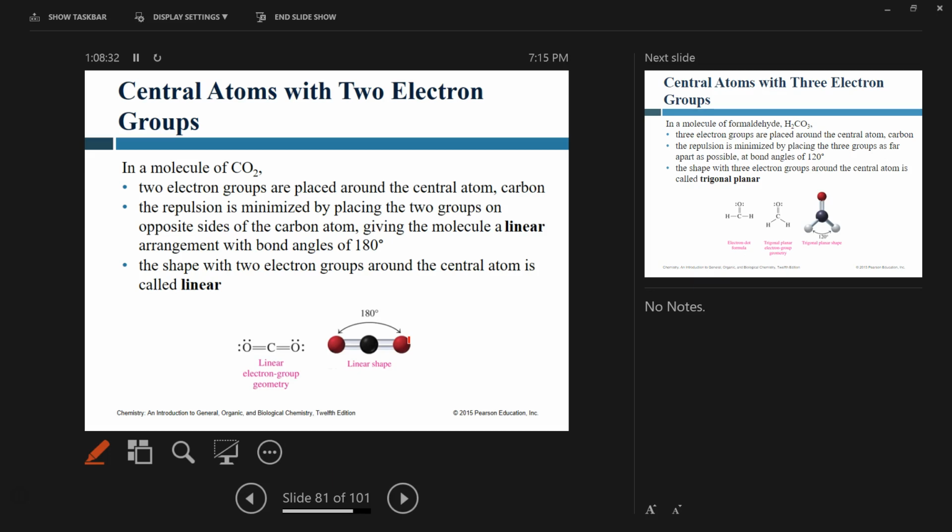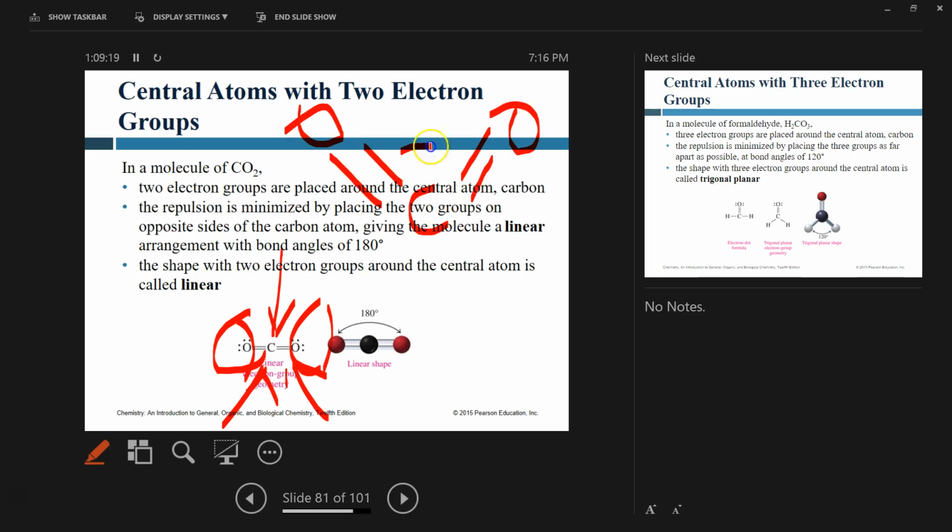So I have a central atom of carbon. Carbon is attached by a double bond to one oxygen and a double bond to another. In this case, lone pairs do not really play a role, because the lone pairs here are at the peripheral atoms, not at the central one. So the central atom has only bonding pairs. What arrangement will provide the maximum angle between these bonds? A straight line. Imagine you try to do it this way, the angle is like 120. So they will repel each other until they acquire this shape. That's the linear molecule.